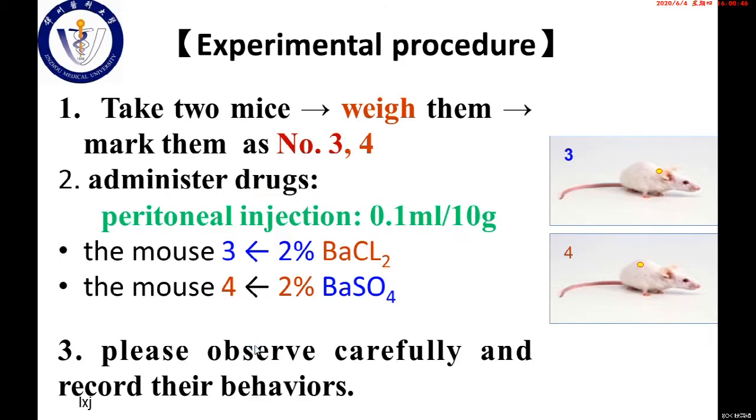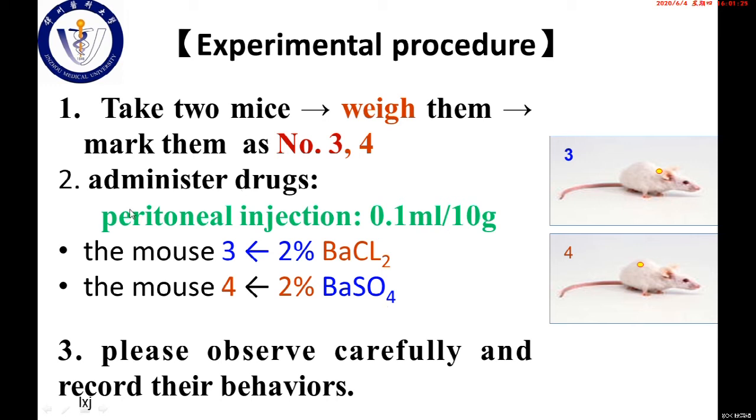Now look at the experimental procedure. Also take two mice, observe their behaviors, weigh their body weight, record the body weight on paper, and mark them as number 3 and number 4. For example, maybe this is number 3, this is number 4. Apply picric acid at different local areas on the back of the mouse, different from the other number.